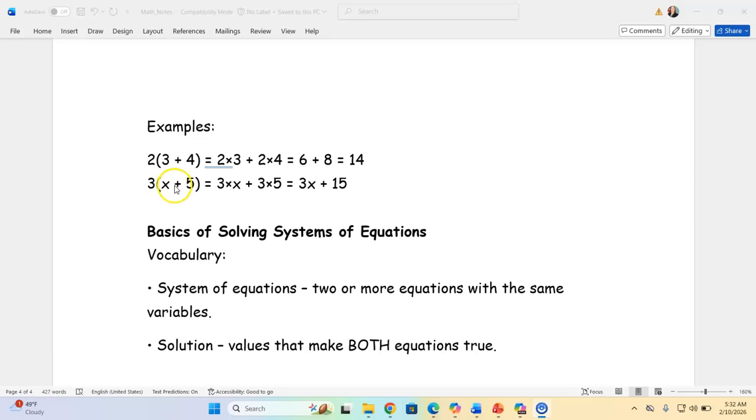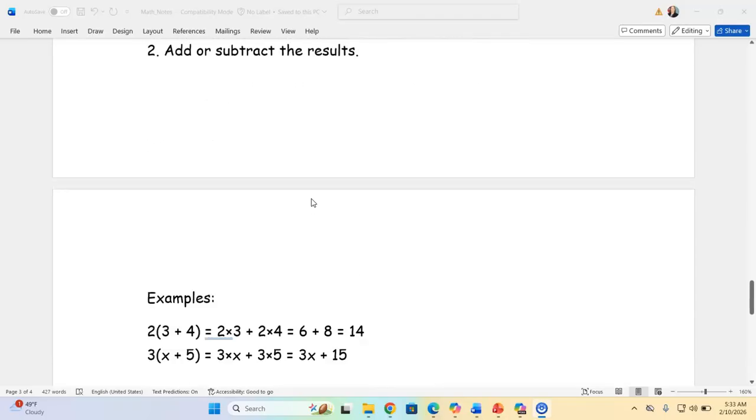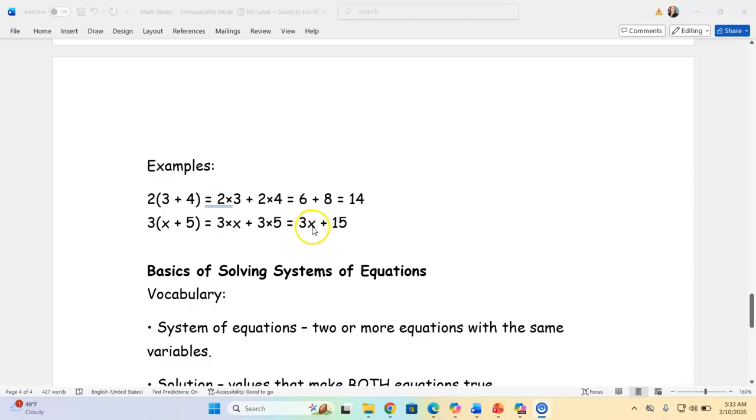3x plus 3 times 5 is 15, so you've got 3x plus 15, and here you're not going to be able to get to a number. The final answer is 3x plus 15. Remember I told you it's not always an answer, it's a solution, right? It's the solution to what they're asking you to do, which is distributing those properties. And so sometimes your answer is not a number.